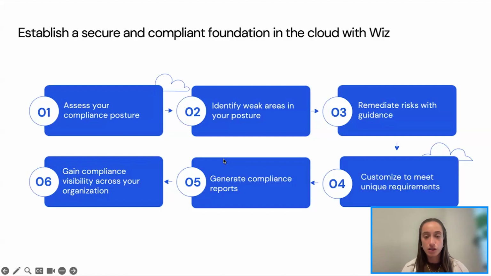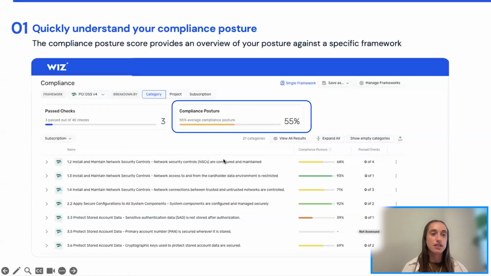So what this process looks like on Wiz is starting off on the compliance page. Organizations go into here to understand how do they comply with the specific frameworks that they care about. So in this example, again, we see the PCI DSS compliance framework, and we can see that our compliance posture in this example is 55%. So as someone who is from the compliance team and I care about my compliance posture, I will then want to dive deeper into why is my compliance posture 55% and not 100.